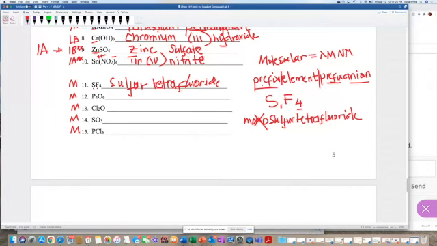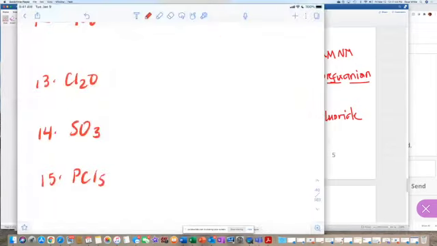So 11 was SF4. 12 is P4O6. 13 is Cl2O. 14 is SO3. And then 15 is PCl5. Okay, so let me move to the app. The app is responding a lot better.